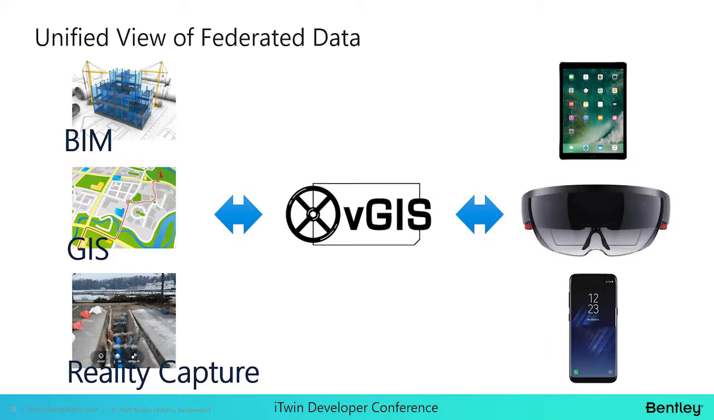From an end user perspective, they simply go into the field, launch the VGIS application on whichever platform they choose to use, and the visuals that exist at the location in which they are standing will instantly appear because VGIS automatically will know who they are based on the device they're using, what their permissions are, and where they're located.